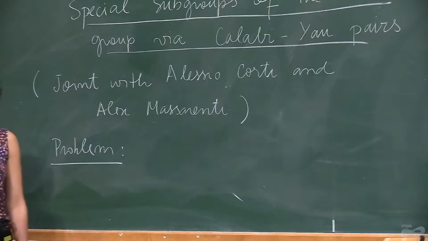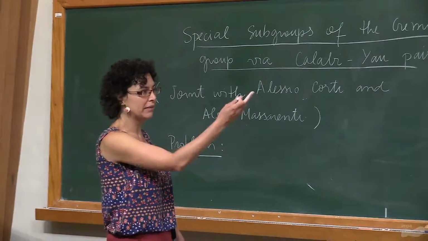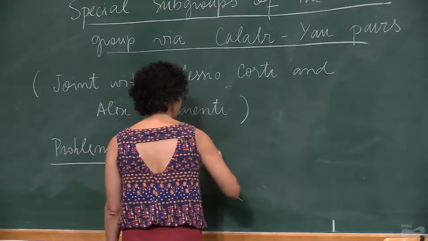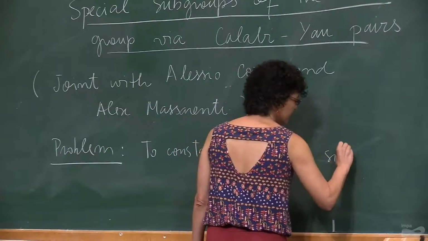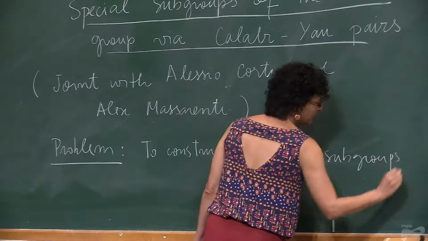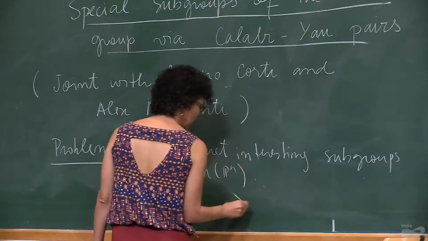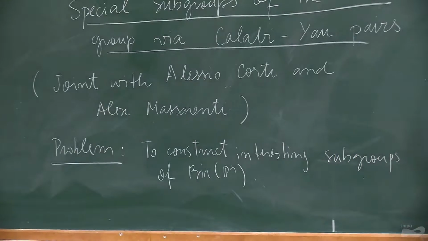addressing, is to construct interesting subgroups of the Cremona group in arbitrary dimension, to construct interesting subgroups of the Cremona group, especially, well, also in dimension 2, but especially in higher dimensions. Okay, so let me give you one example of such a special subgroup still in dimension 2.